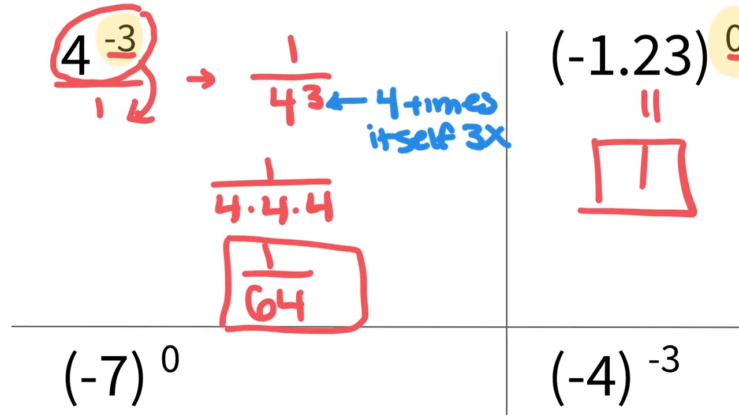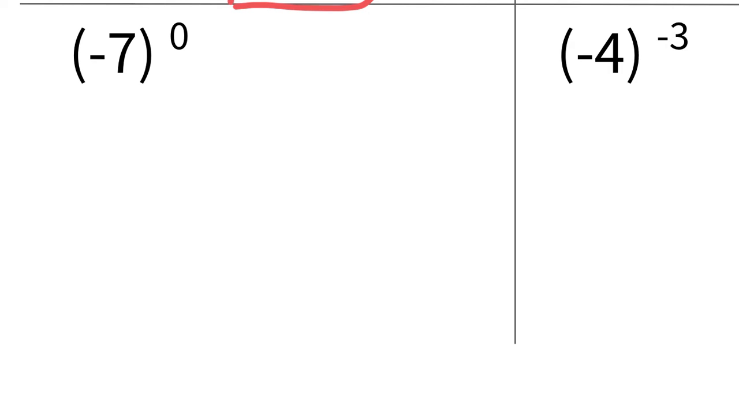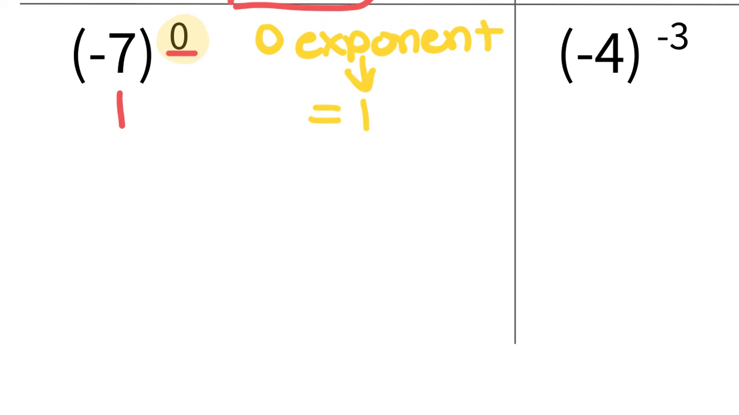For the next example, I have negative 7 to the 0th power. Now because I have a 0, we know that whenever there's a 0 exponent, it automatically means that it equals 1. So since this is 0, I can automatically assume that my answer is just 1.